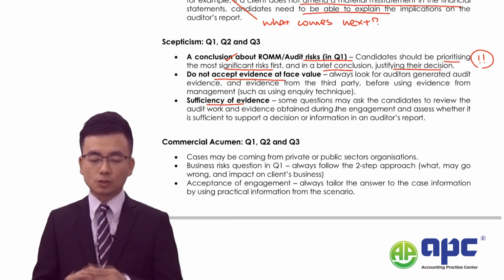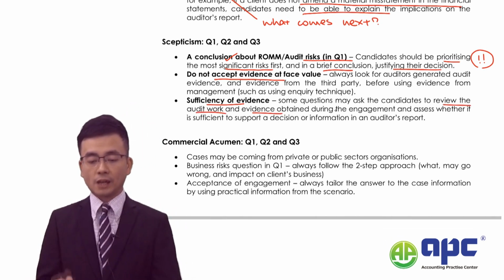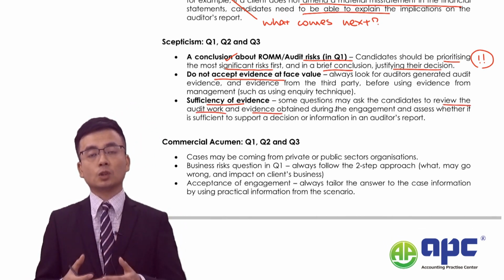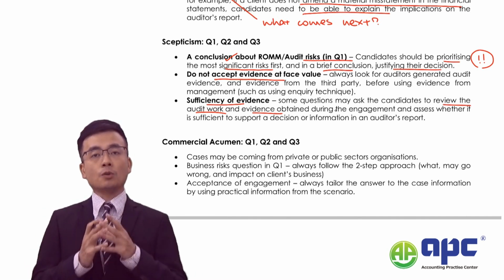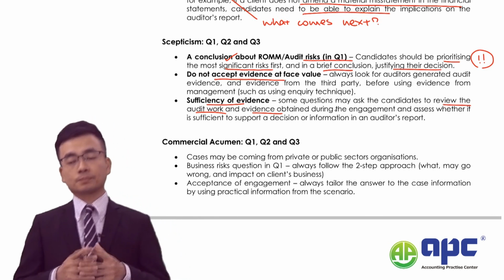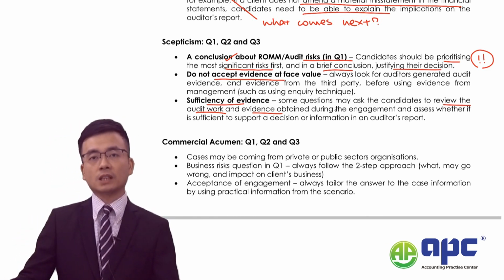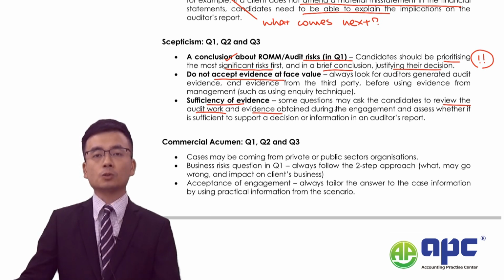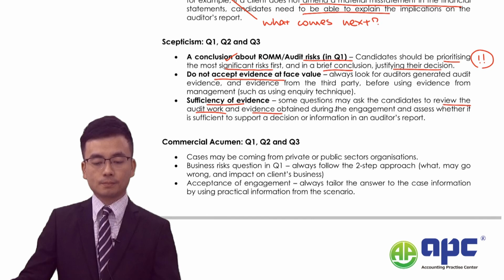That's very important though. You also need to consider the sufficiency of our audit evidence as well. So making sure that you review the audit work, that you've obtained all the evidence, and making sure that you consider whether or not it's sufficient enough to form your audit opinion, and whether or not the review related to quality controls have been done properly. So this will be quite important as well.